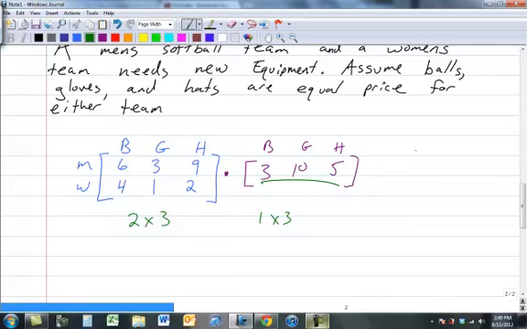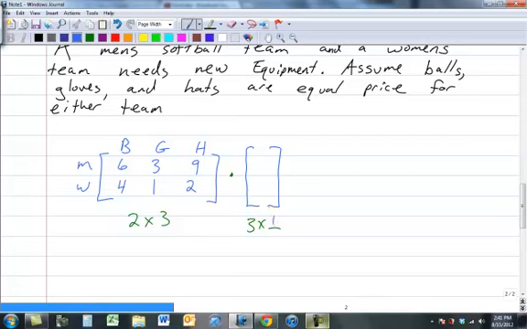Instead, what we are going to do is, because this is a 2 by 3, this matrix would have to be a 3 by something. 3 by anything, really, right? Since this one ends in a 3, if we're going to multiply, it's going to be like this. So instead, it's going to look like this, a 3 by 1, in which case, I think I said balls were $3, $10, and $5. I hope that's what I said. That's what's going to happen here.